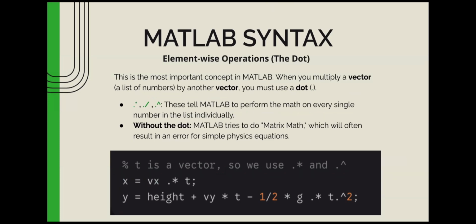Okay, so one of the most important concepts in MATLAB is element-wise operations. When you're working with vectors, MATLAB needs to know whether we want to operate on the entire vector at once or on each individual value inside it. By using a dot before an operator, we basically tell MATLAB to perform the calculation on every element separately. Without these dot operators, MATLAB will probably throw an error, which can lead to incorrect results, especially when you're working with projectile motion.